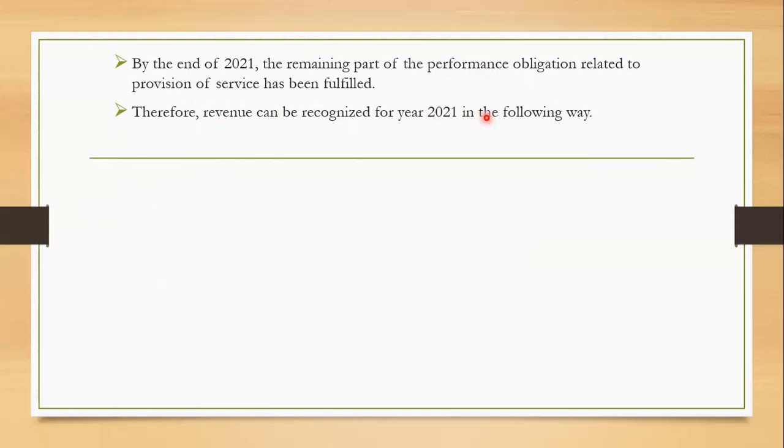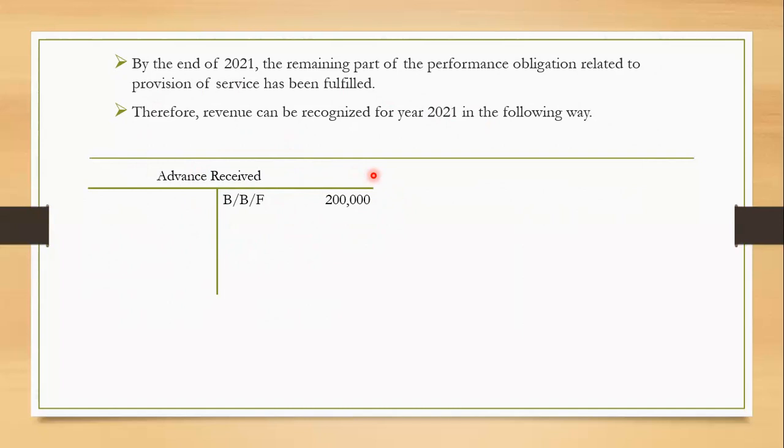Now, in the 2021 as well, we are providing service to our customer. For that, we have to recognize the revenue by the end of that year. How we are going to recognize the revenue? Now, in our advance received account, there is a brought forward balance of 200,000. This is the amount that we have received in advance from our customer for providing service for the year 2021.